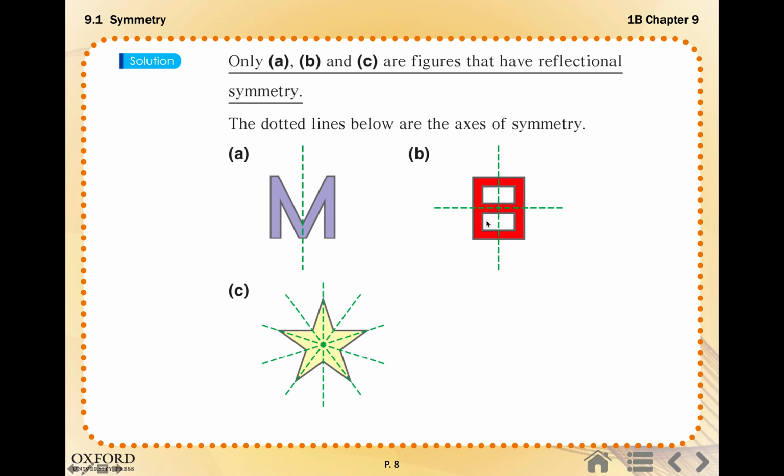So for different figures, for example, for figure A, that means the letter M, there is only one axis of symmetry. And for figure B, there are two. And then for figure C, there are 1, 2, 3, 4, 5. Totally, there are 5 axes of symmetry.